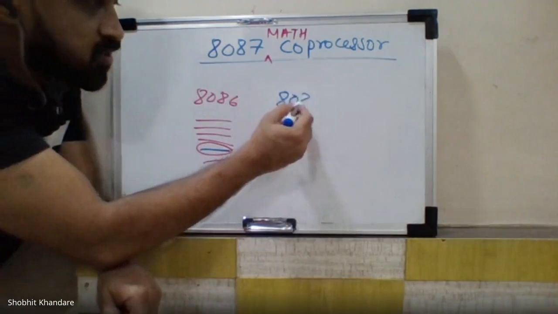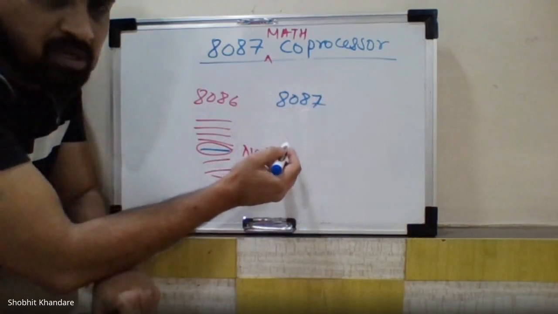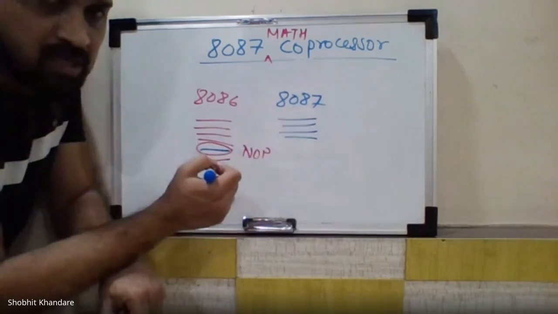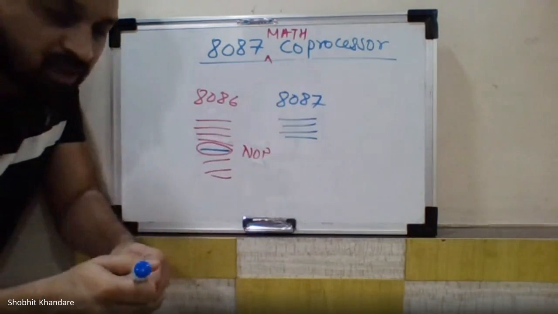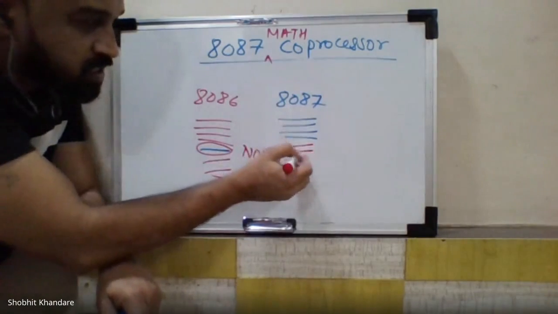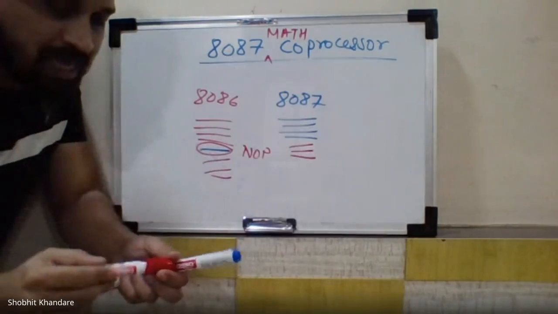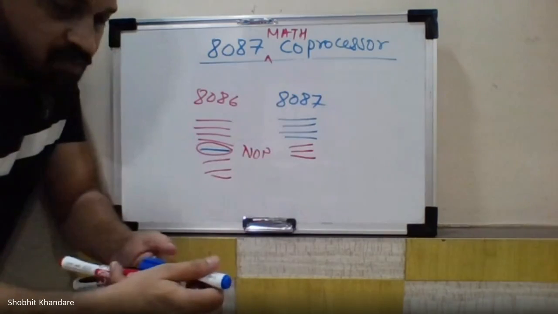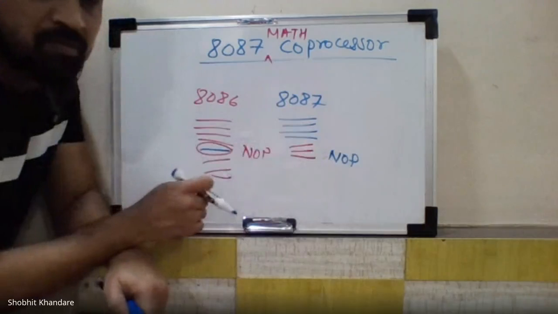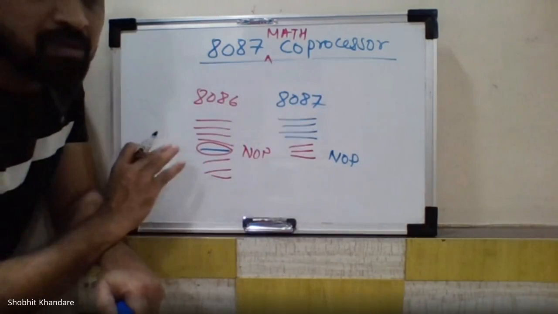The same thing applies when 8087 is executing its instructions, the blue ones. While executing, if it finds an instruction of 8086, then these instructions will be treated as NOP, no operation. No operation will be performed.